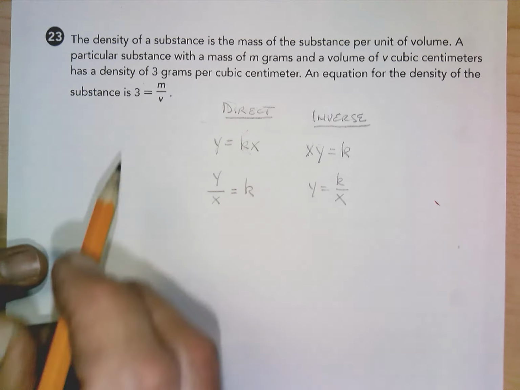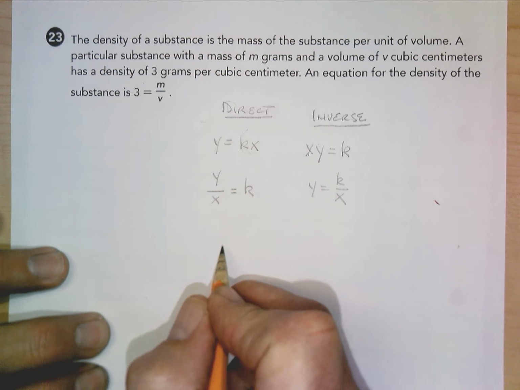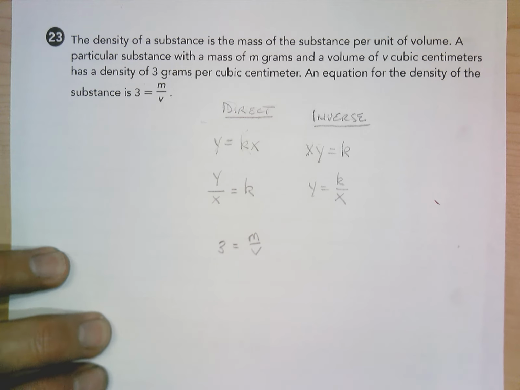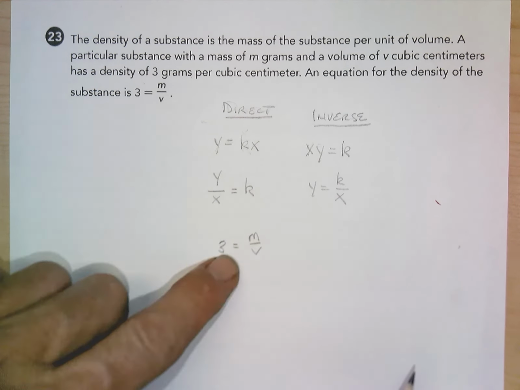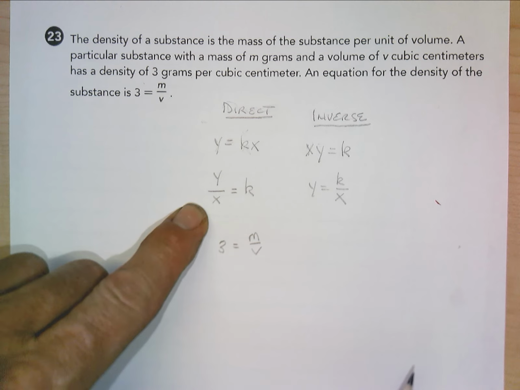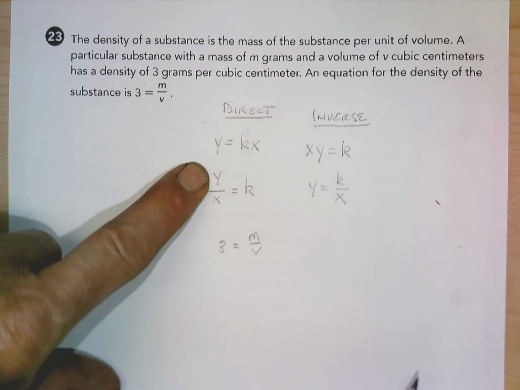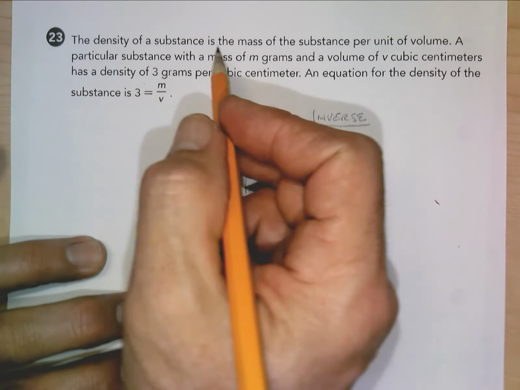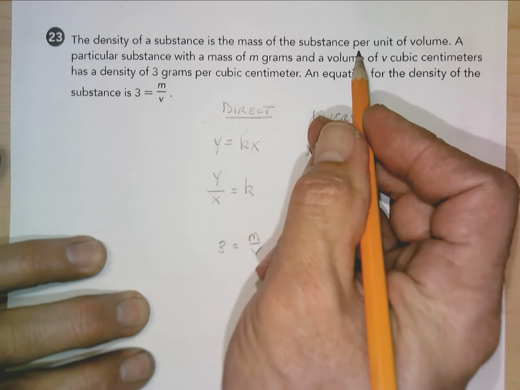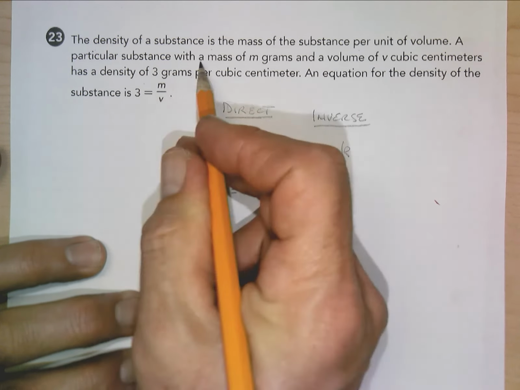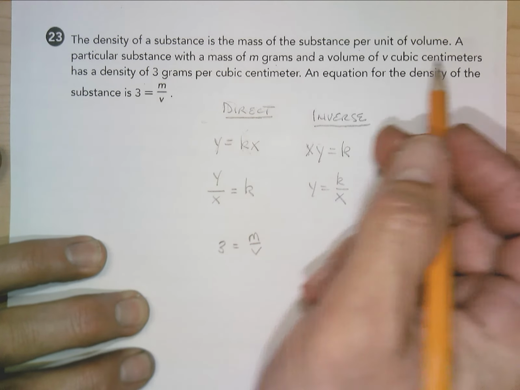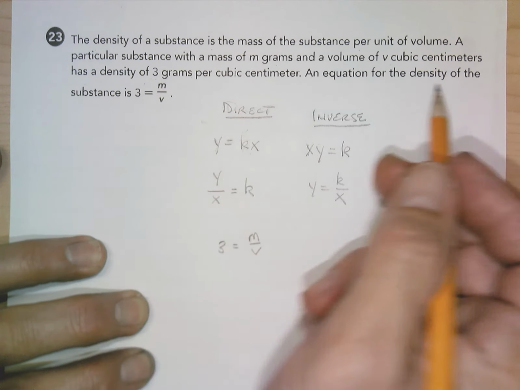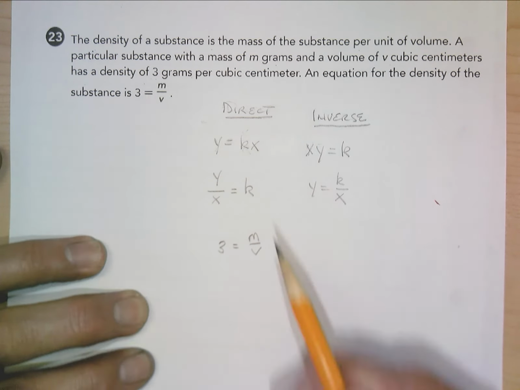So here we have in our equation, 3 equals m divided by v. Now, we have a form of an equation here that shows an output variable divided by an input variable. So it says the density of a substance is the mass of the substance per unit of volume. A particular substance with a mass m grams and a volume of v cubic centimeters has a density of 3 grams per cubic centimeter. An equation for the density is 3 equals m divided by v.